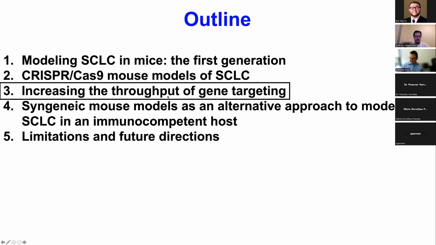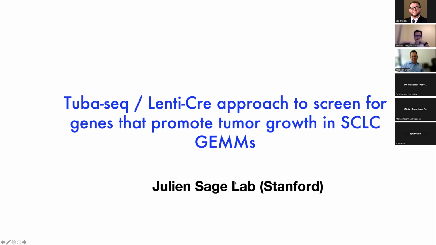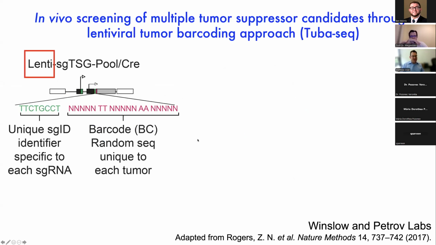approach. So now, do I have till 1, Ben? Yeah. So now I'll talk about some other higher throughput approaches for gene targeting. And this right now has been pioneered from Monty Winslow's lab and used in Julien Sage's lab to screen in higher throughput for phenotypes associated with CRISPR knockout somatic editing.